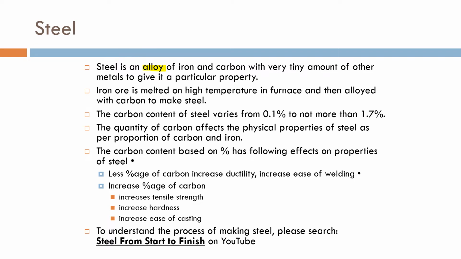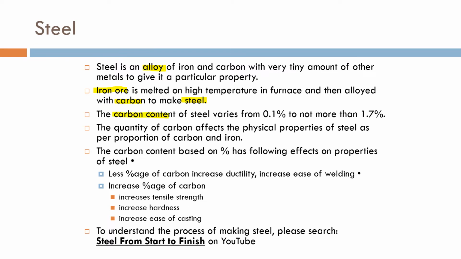So iron ore is melted on high temperature in a furnace and then alloyed with carbon to make steel. So what you understood is that iron ore plus carbon makes steel.